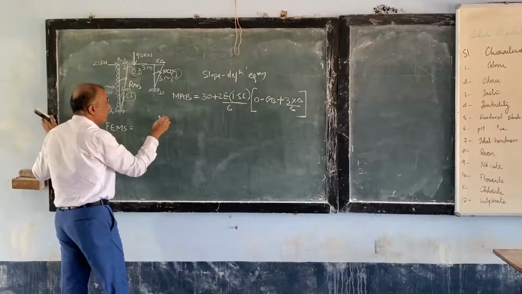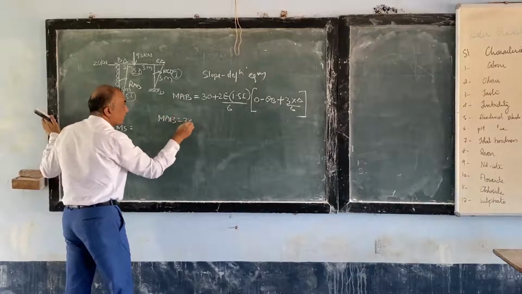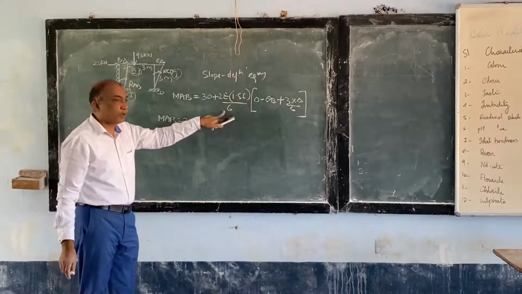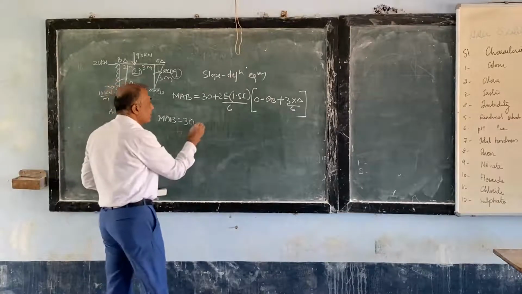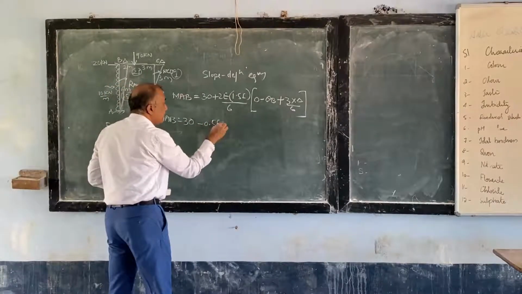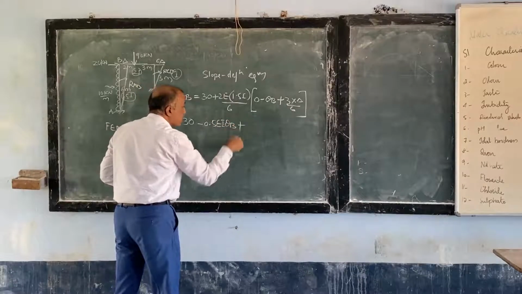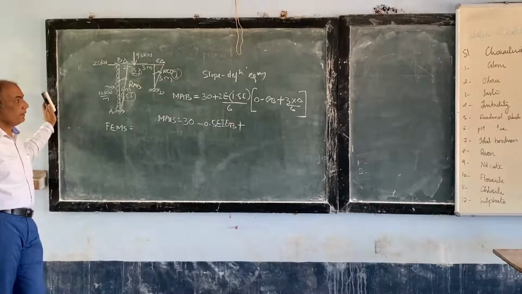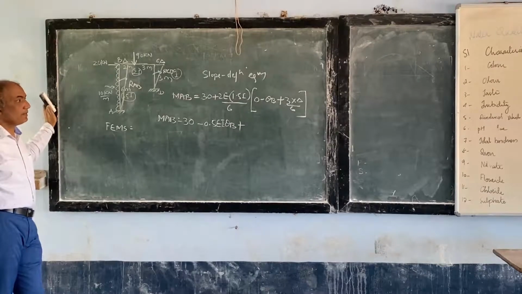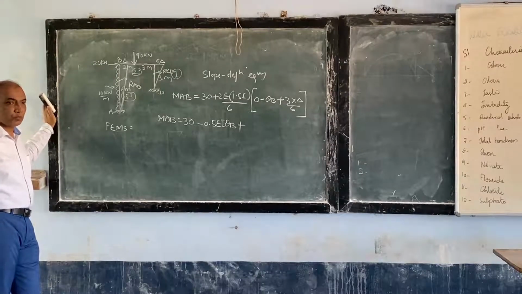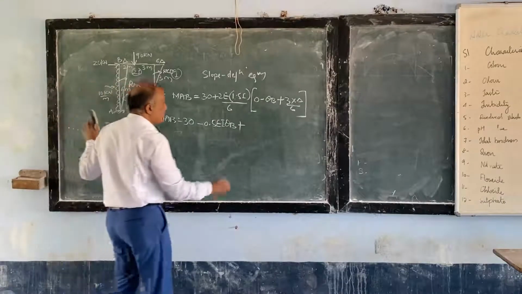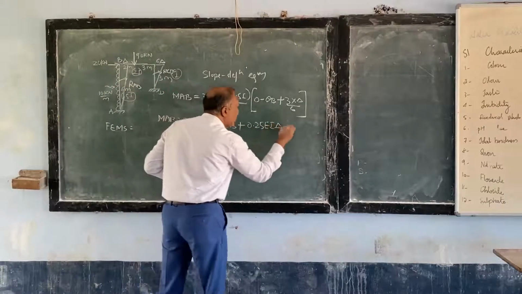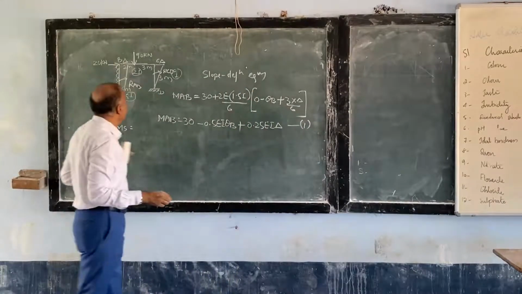So do the calculations. MAB will become 30. 2 into 1.5 is 3 by 6 is 0.5, minus 0.5 EI theta B plus, do the calculations quickly, 0.5 into again 0.5, 3 by 6 is also 0.5, yes, plus 0.25 EI delta. So this is your first equation, MAB.